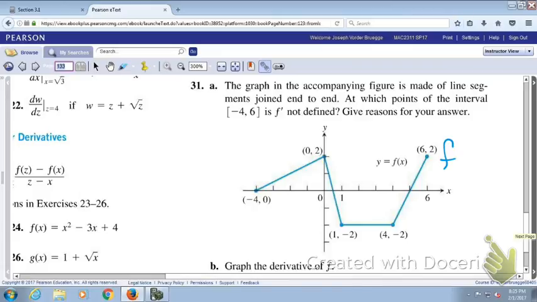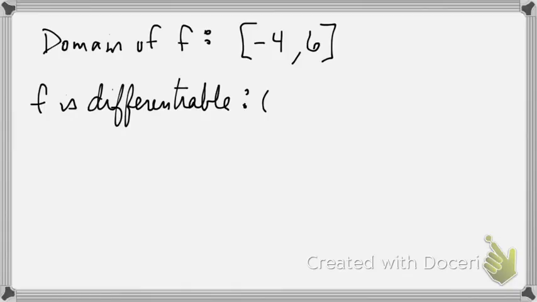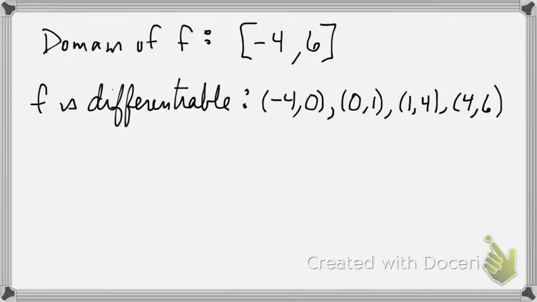Also, your author takes a bit of a weird position here. Endpoints are kind of a weird case. If I look at the end, there's no approach from the left at the far left, and there's no approach from the right at the far right, all right? So, technically speaking, we would say that it's differentiable from -4 to 0, 0 to 1, 1 to 4, and 4 to 6. Is that okay? It's differentiable everywhere but 0, 1, and 4. Is that okay?